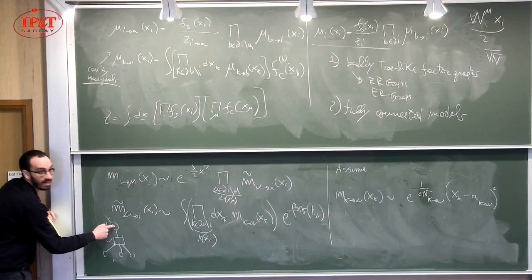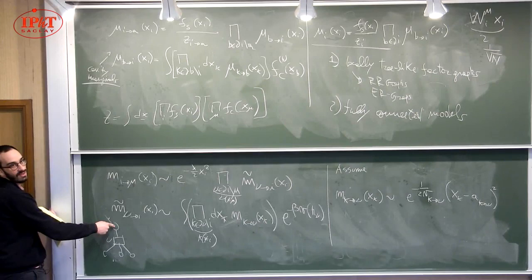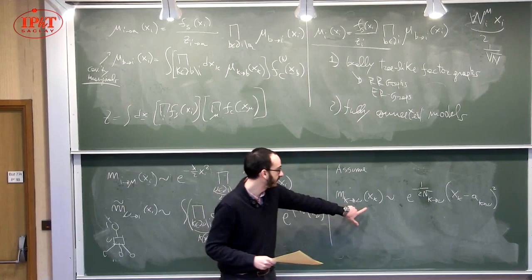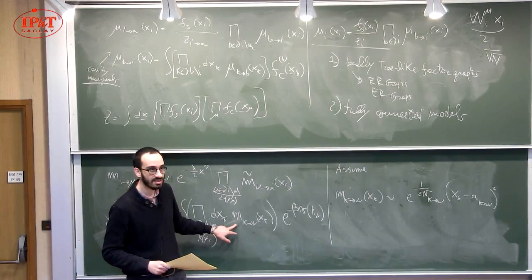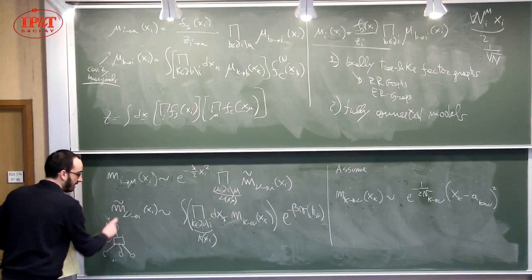It's what this interaction is telling to this variable. It's a kind of local field that this interaction is pushing on this variable. It's the contribution of this part of the graph on the probability of this variable. Of course, when you plug this into this equation, you can perform the Gaussian integrals. I will not do it because it's a Gaussian integral. What you can show is that when you plug this into this equation, this M tilde is a Gaussian again.